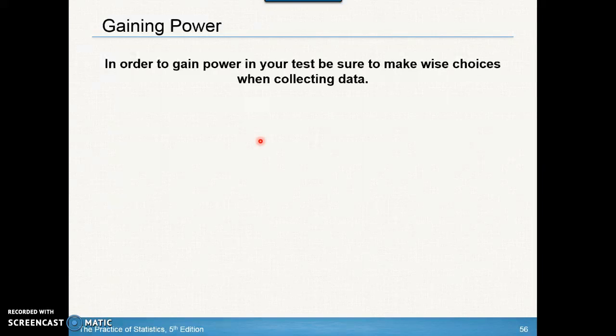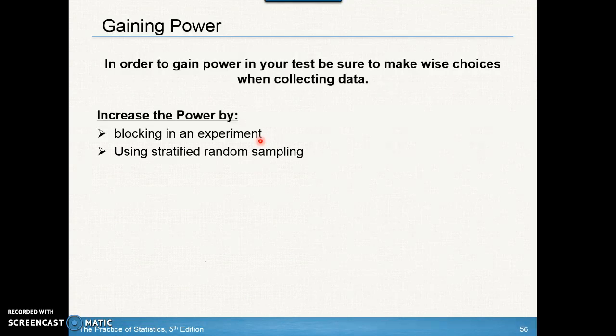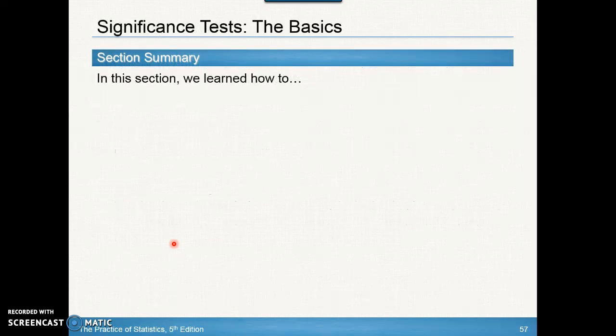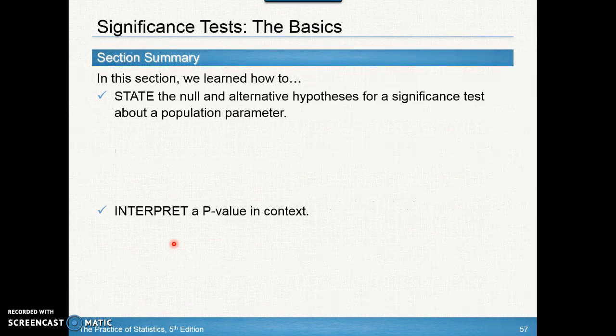Okay, in order to gain power in your test, be sure to make wise choices when you're collecting your data. You can increase the power by, if you're creating an experiment instead of just taking a sample, we can block an experiment, or we can use stratified random sampling, which is going to decrease variability. We can also maximize power by choosing as high an alpha level as possible that you're willing to risk. Okay, so thinking about what the type 1 error would be, is it bad or not too bad? Try to choose as large a sample size as you can possibly afford. And we are finally done with this really long video.